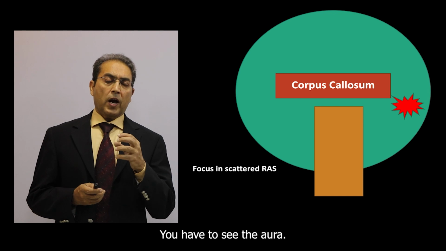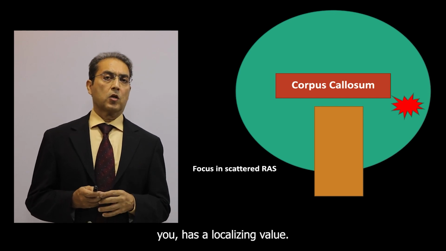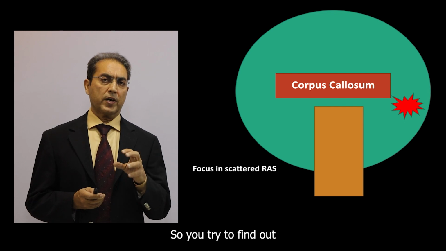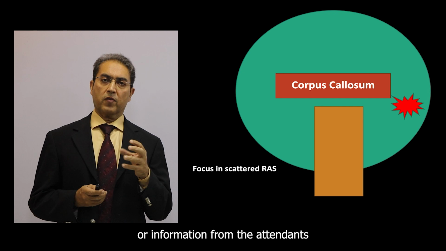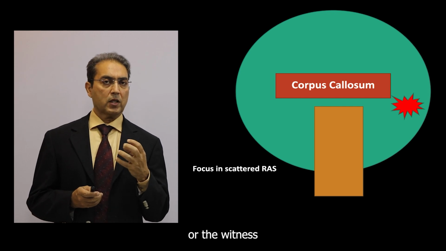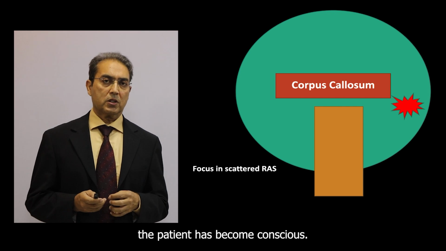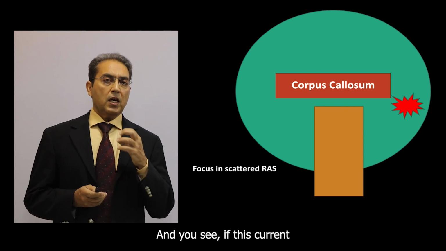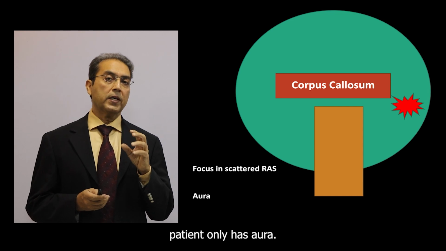Now, you have to see the aura. Aura, as I already told you, has a localizing value. So you try to find out, and you can find out by your own observation or information from the attendants or the witness, or interviewing the patient after the patient has become conscious. And you see, if this current from the peripheral area does not move, the patient only has an aura.